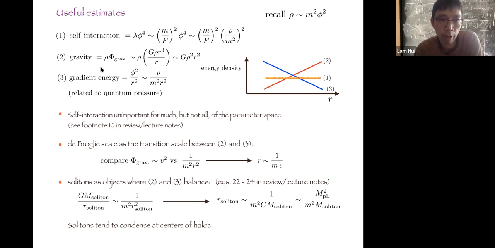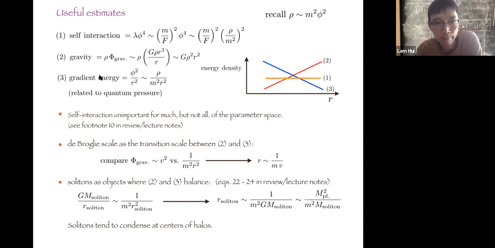The second term is the energy density associated with gravity. And what kind of number would you assign to that? Well, a rough way to do it is the following. You tell me the gravitational potential inside your galaxy or whatever environment you're interested in. I multiply that by the local density, rho times phi. That is basically the gravitational energy density.